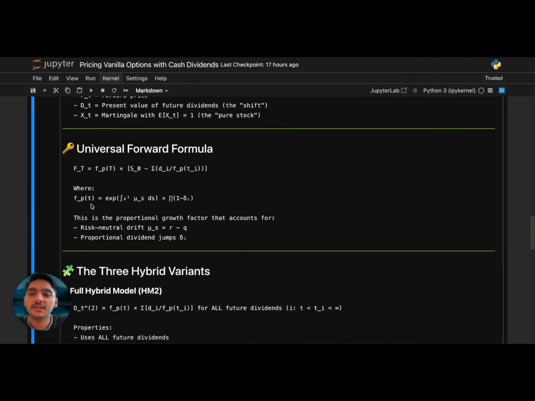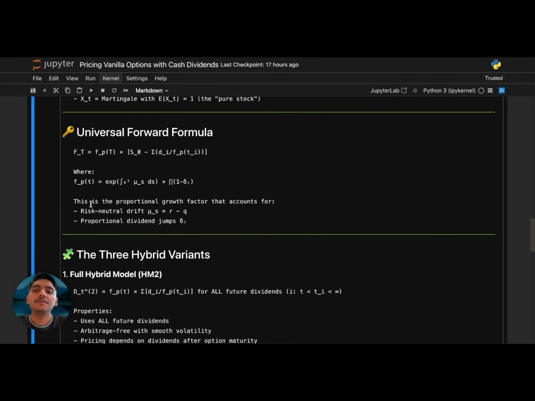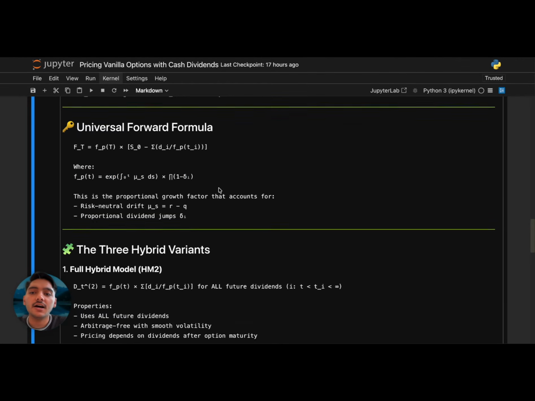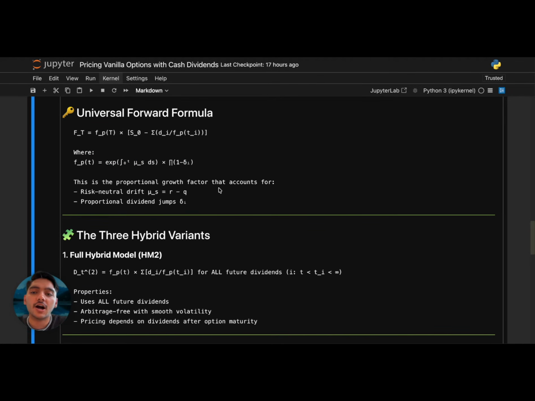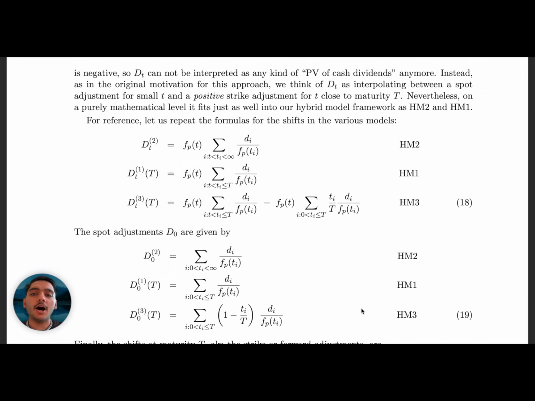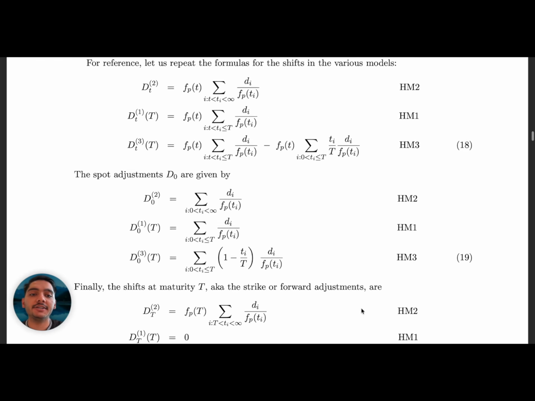This is a universal forward formula, which is F_T equal to F_P_T times S_0 minus the summation of D_i over F_P_T_i, where F_P_T is the equation I have given, you can refer to here. This is the proportional growth factor that accounts for the risk neutral drift μ_S and the proportional dividend jumps. Now here's where it gets interesting. Look at these three equations, 18, 19 and 20.